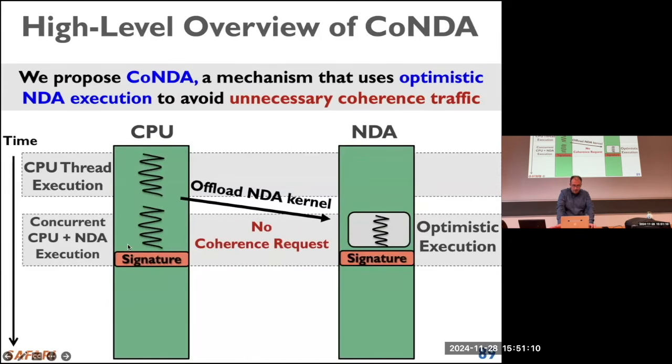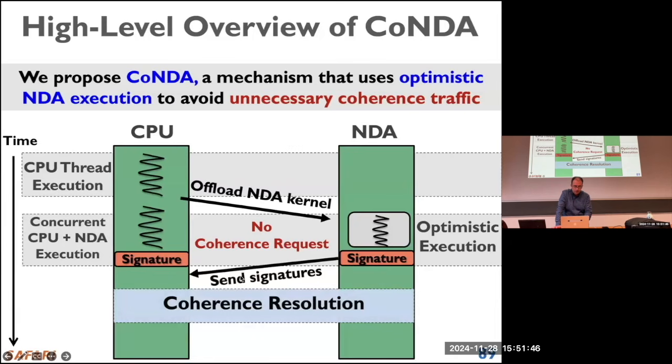So essentially, once NDA is running, you get the signature, meaning the memory accesses that you touch. You can have a record of them, and you can actually summarize them with a hash function, essentially. That signature is a summary of all the memory accesses that you touch, and also the memory requests that you touch in the CPU. Then NDA sends the signature to the CPU, and you compare these signatures. Based on that, you can decide to commit or re-execute.